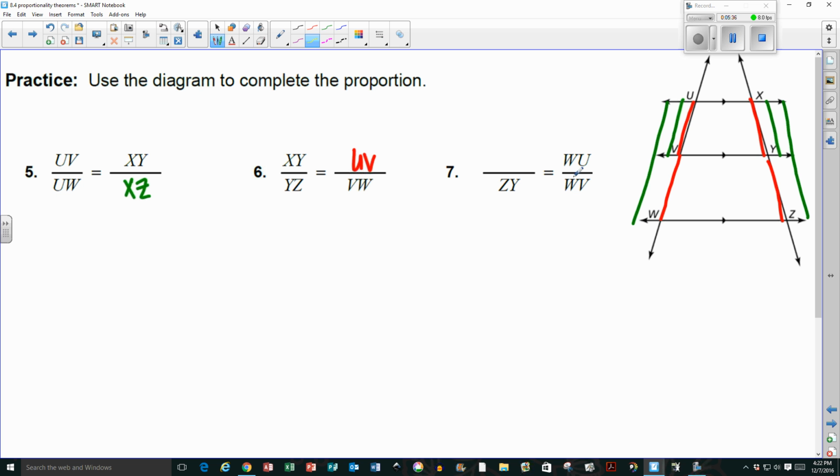And then the next thing is ZY. I'm going to erase this so I can get a new color in here. Okay, so ZY would be this piece here. And then I got WU. WU is the big piece, and WV is this piece. So I have these two corresponding small pieces, so the corresponding big piece would be XC. So there are multiple ways to set up your proportionality as long as it's consistent.